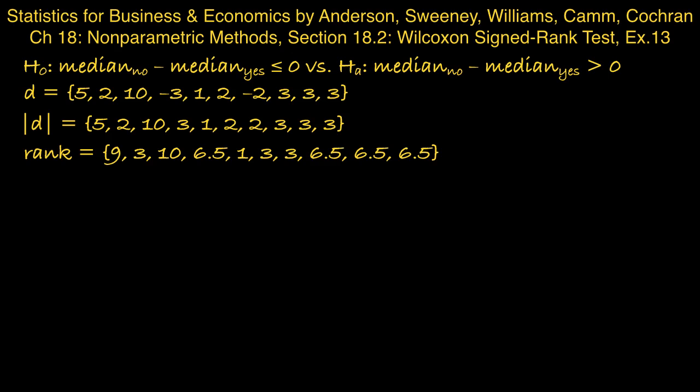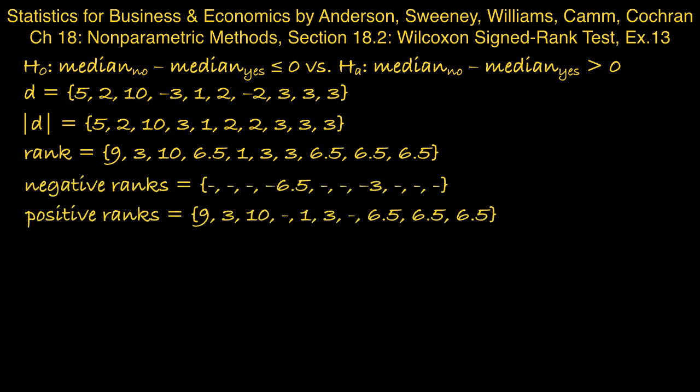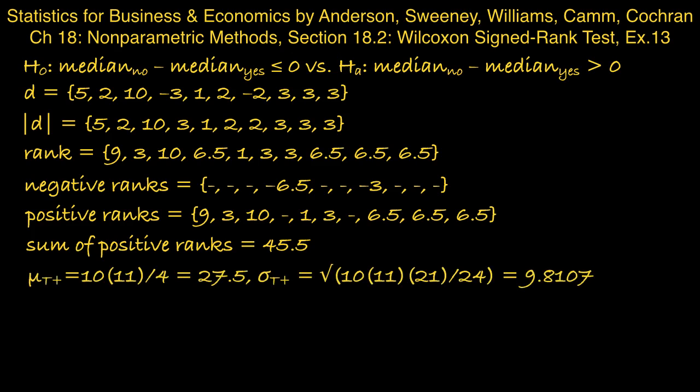Next we look back at the signs of the differences and assign those signs to the ranks. So we'll have 2 negative ranks and 8 positive ranks, and if we add up the positive ranks we get 45.5. Next, we need to calculate the mean and the standard deviation for the normal distribution that we'll use to figure out the p-value. And the mean comes to 27.5 and the standard deviation comes to 9.8107.